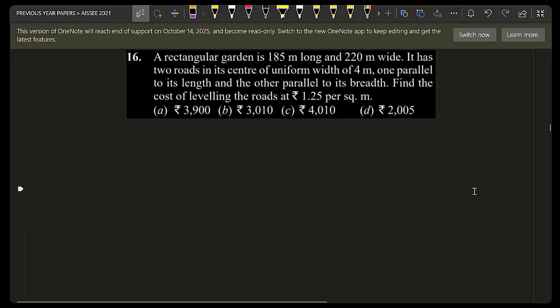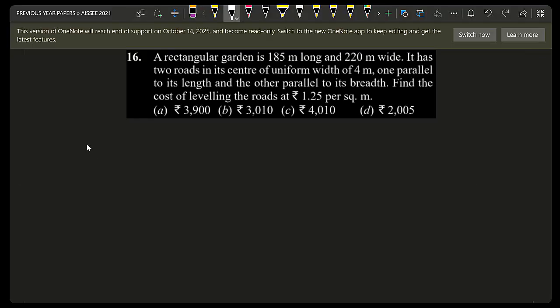A rectangular garden is 185 meters long, 220 meters wide. It has two roads in its center of uniform width 4 meters, one parallel to its length and the other parallel to its breadth. Find the cost of leveling the roads at 1 rupee 25 paise per square meter.